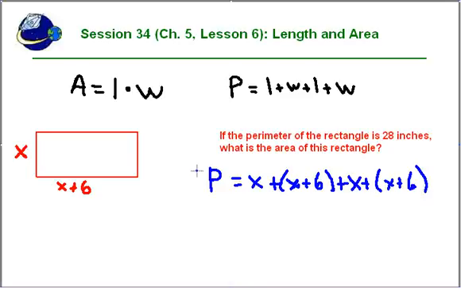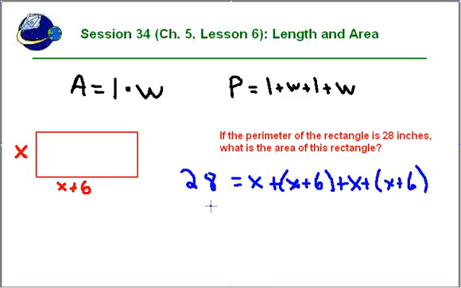But in the question itself, it actually tells us what our perimeter is. It's 28 inches. So what I'm going to go ahead and do here is just erase the P for perimeter. Then I'm just going to simply write in 28. So we know that 28 is equal to x, which is side 1, plus x plus 6, which is side 2, plus x, which is side 3, plus x plus 6, which is side 4.